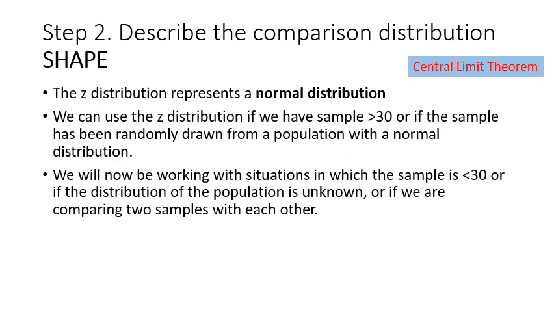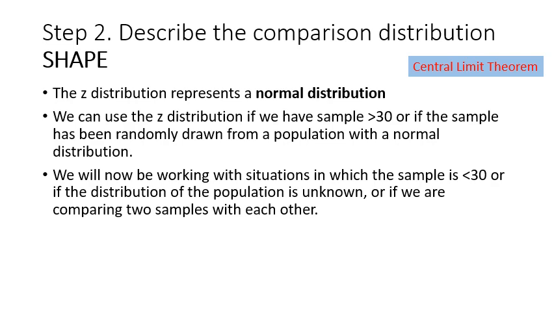Finally, the last thing that we have to describe for the comparison distribution is the shape. Again, the central limit theorem is applied, and we know that the z distribution represents a normal distribution. We can use the z distribution as our comparison distribution if we have a sample greater than 30, or if the sample has been randomly drawn from a population with a normal distribution.